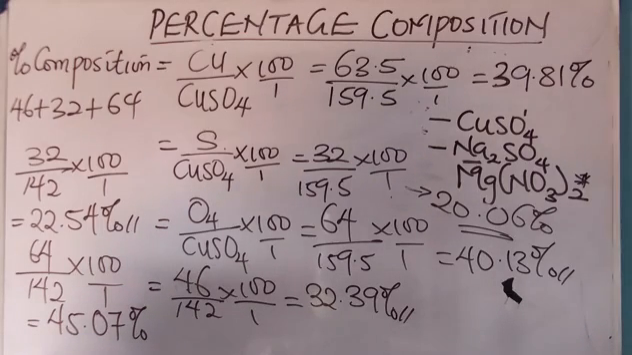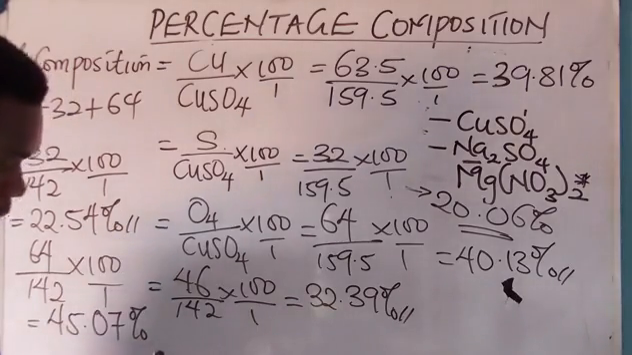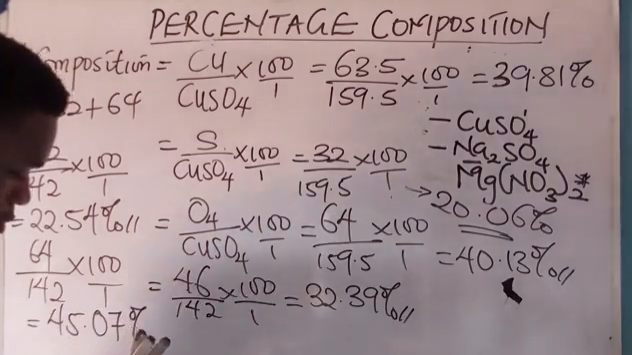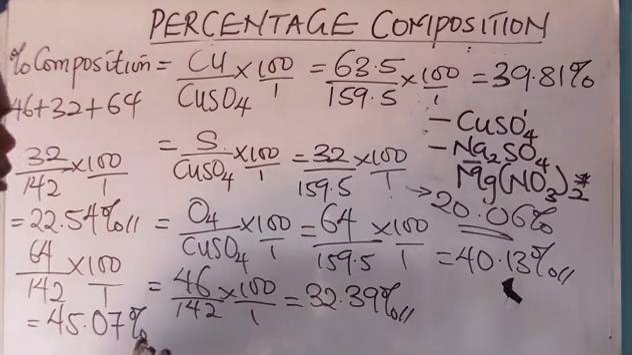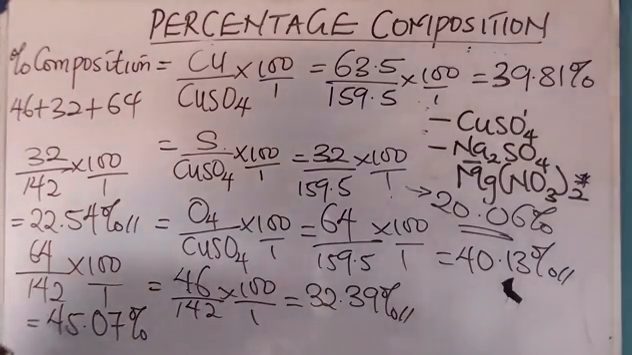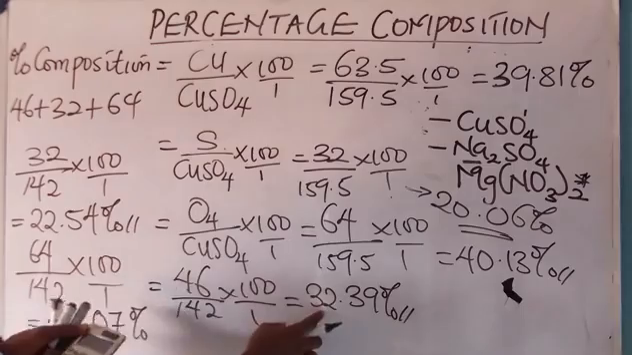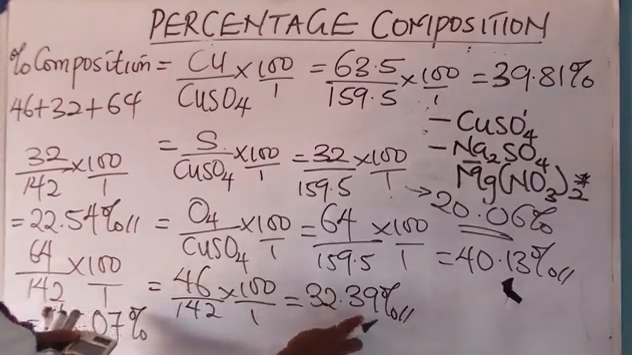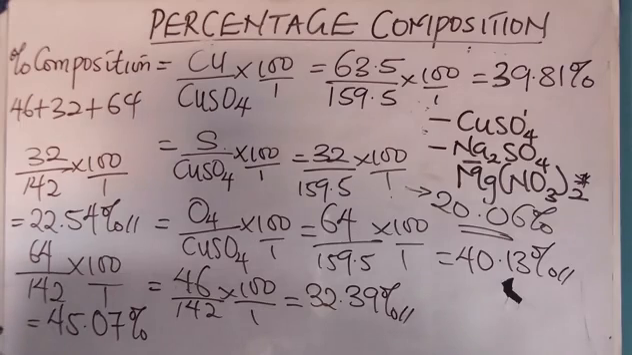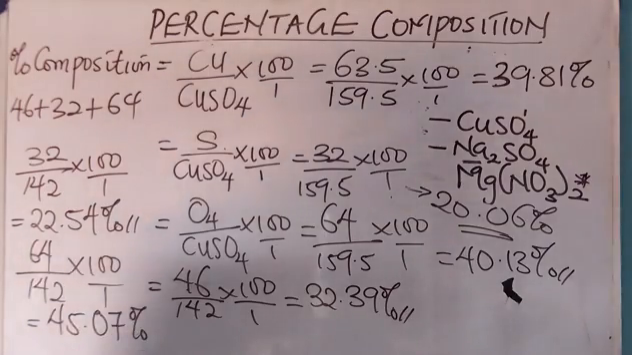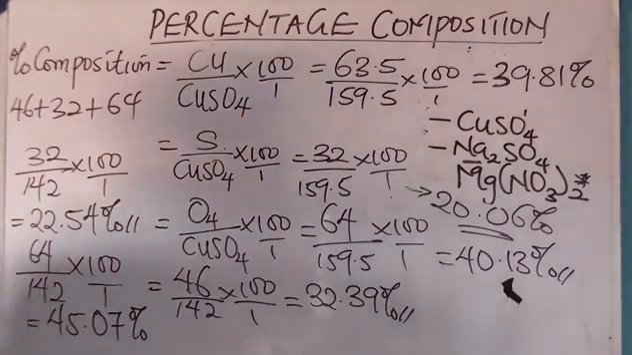We have 45.07 plus 32.39 plus 20 points. Is that correct? No. Okay, we have 45.07 plus 32.39, plus 22.54. 100 on the dot. We had 100 on the dot, so it is very correct.